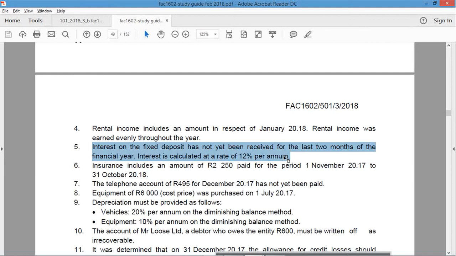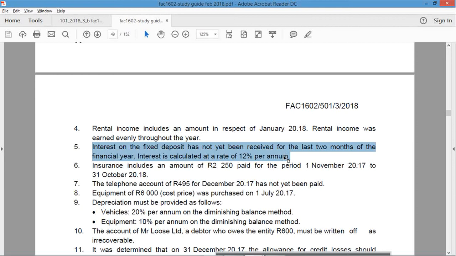So interest on fixed deposit. So won't you debit fixed deposit? Explain what's happening here. Fixed deposit is a form of savings for your company. Interest on the fixed deposit has not yet been received. So you have not received the interest owing to you on your fixed deposit. That's better. So how are you going to account for that?